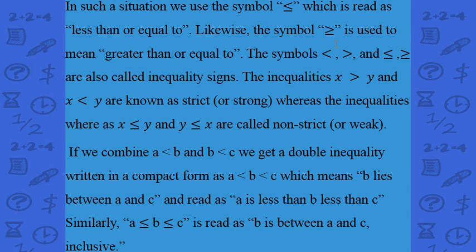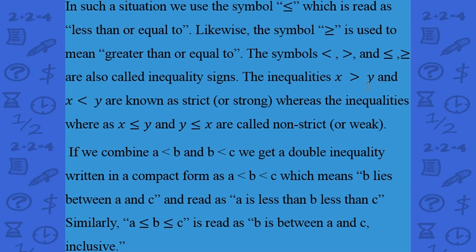Likewise, the symbol greater and equal to is used to mean greater than or equal to. The second symbol is the combination of two symbols, that is greater and equal. The symbols less than, greater than, less than or equal to, and greater than or equal to are also called inequality signs. Because you are observing there is no equal sign, we can't say that they are equal. That's why they are called inequalities.